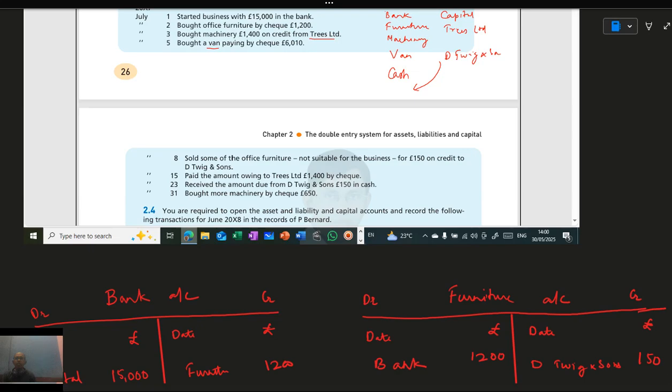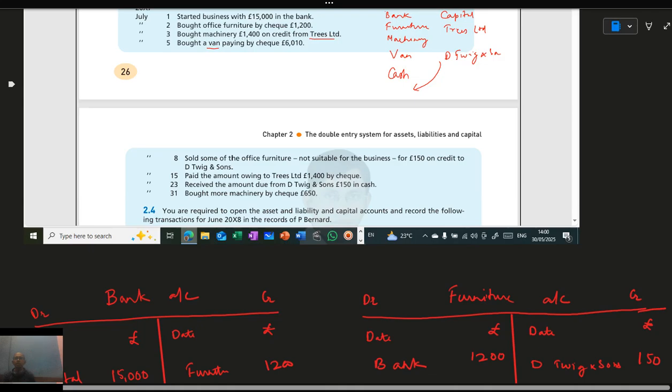Paid the amount owing to Trees Limited 1400 by check. So what is happening here? We had to pay Trees Limited 1400. Now we are paying it out. One asset is decreasing. Which asset? When we pay by check, the bank balance will come down. And when we pay, Trees Limited's liability also will come down. So one should be debited and one should be credited.